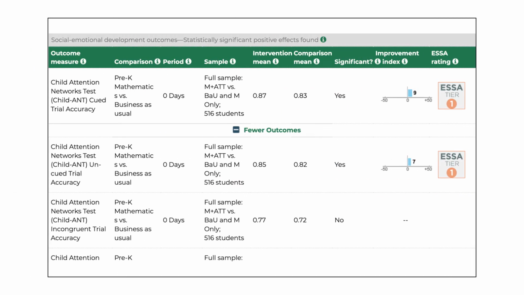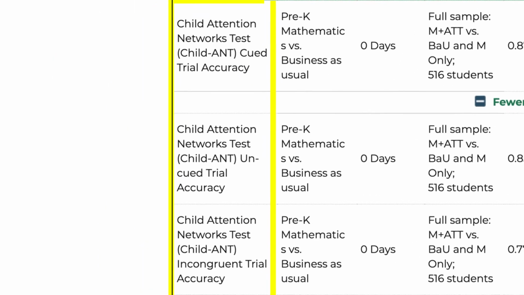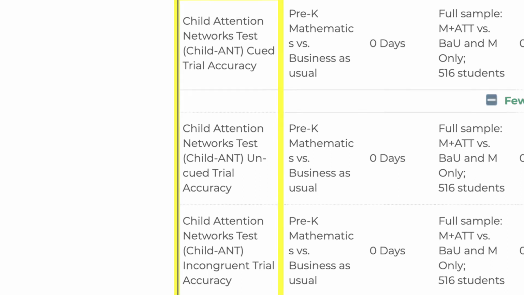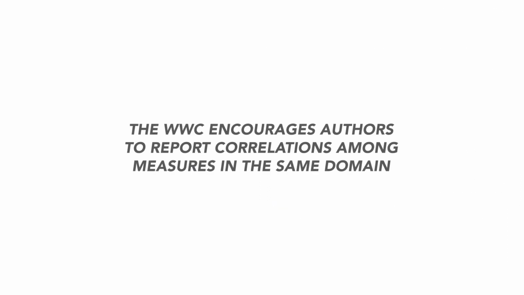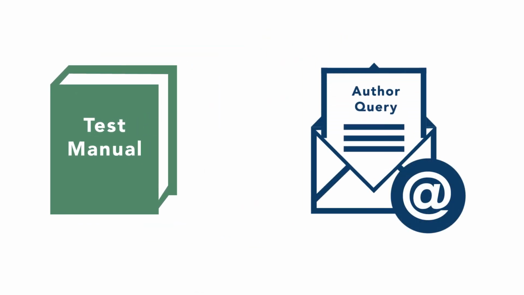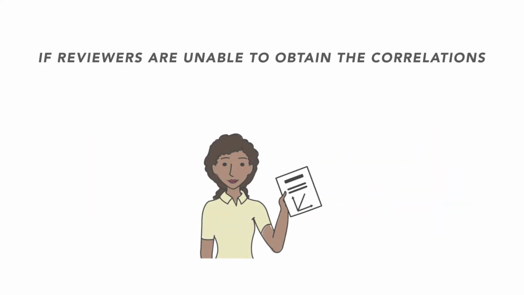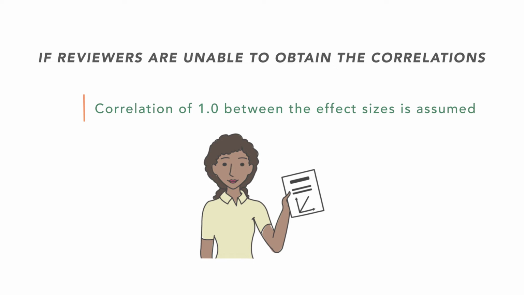The WWC is also refining procedures for synthesizing results across studies by adjusting the computation of an overall effect size when a single study has multiple outcomes in the same domain. The WWC encourages authors to report correlations among measures in the same domain in their studies. If correlations are not reported, then WWC reviewers may consult a test manual or they may conduct an author query to obtain the correlations.